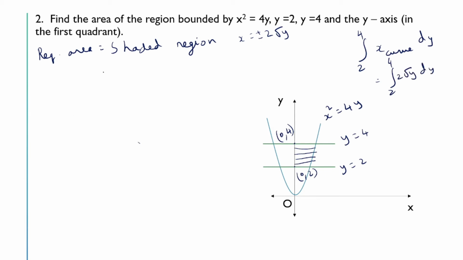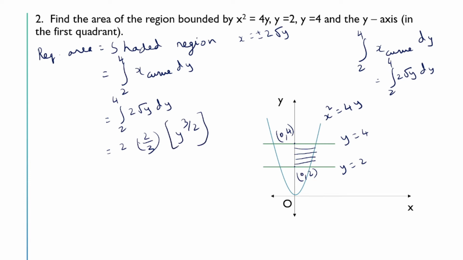So the required area is equal to integral 2 to 4 x curve dy. So this is equal to integral 2 to 4, here we have 2 root y into dy. Now let us find the answer. So this is 2 into integral root y dy. Integral root y is nothing but y raised to 3 by 2 by 3 by 2. So it is 2 by 3 into y raised to 3 by 2 with the limits 2 to 4.